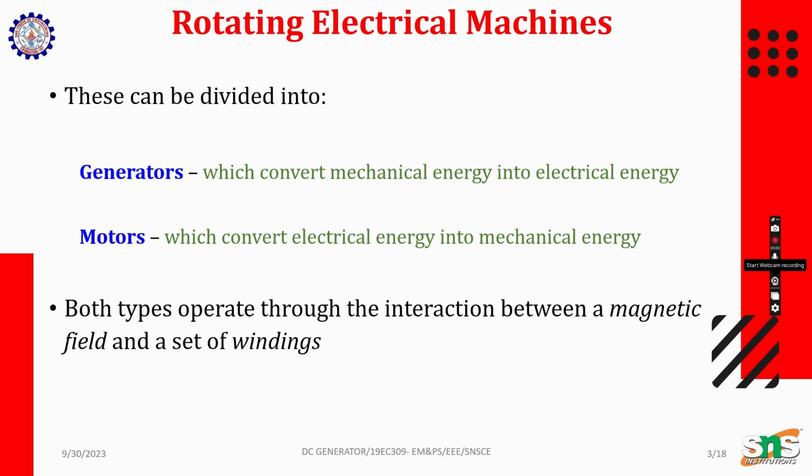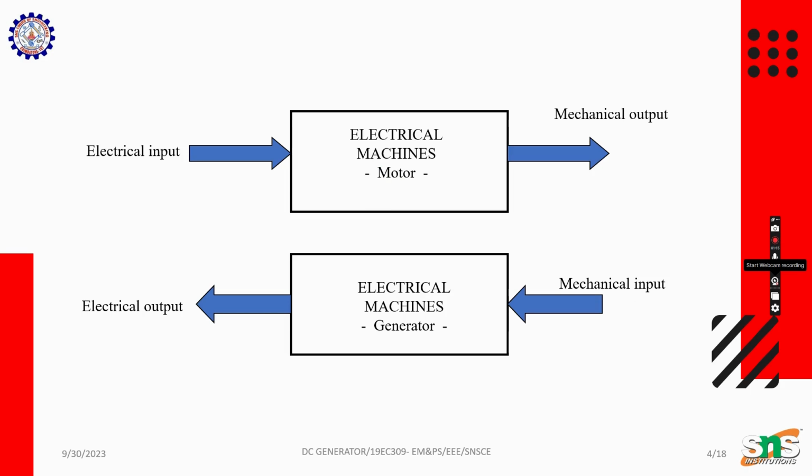So, rotating electrical machines can be divided into two types. One is generator, another one is motor. A generator is one which converts mechanical energy into electrical energy, whereas a motor converts electrical energy into mechanical energy. Both have rotors as well as stators. When we give electrical input, the motor will convert this electrical input into a mechanical output. Vice versa, a generator will convert the mechanical input and produce the electrical output. The best example for mechanical energy to electrical energy is the dynamo.